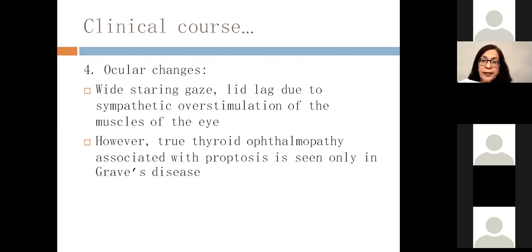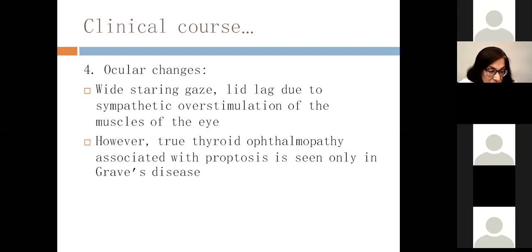Ocular changes: wide staring gaze and lid lag due to sympathetic overstimulation of the muscles of the eye. The gaze becomes wide and staring. Lid lag is this: when you see yourself in the mirror, when you're looking up, your lid is like this. When you start looking down, your upper eyelid goes down with your eye. In these people, there is a lid lag. There is a small delay before the upper eyelid goes down, due to sympathetic overstimulation of the superior tarsal muscle.